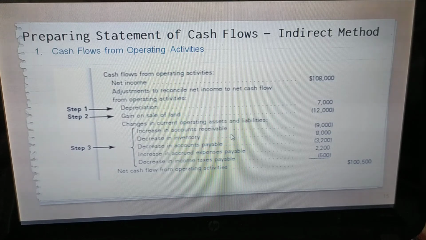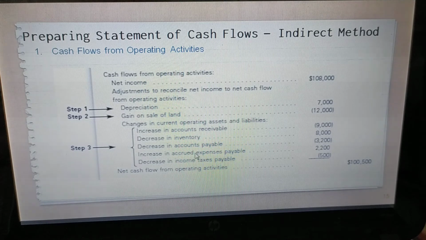And then increase in accounts receivable. You see it from the balance sheet. Remember, an increase in current assets is negative, so that's why it is minus 9,000. And then decrease in inventory. For current assets, a decrease means positive.